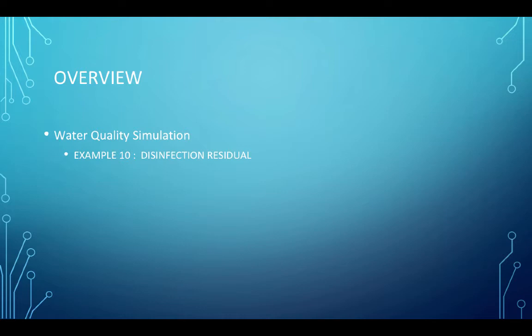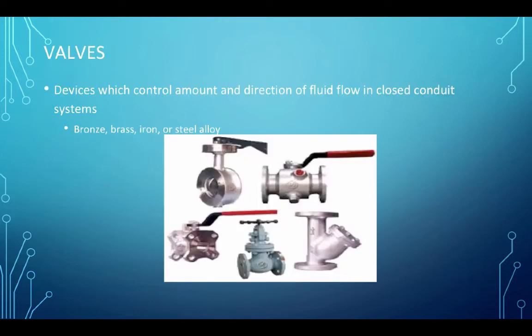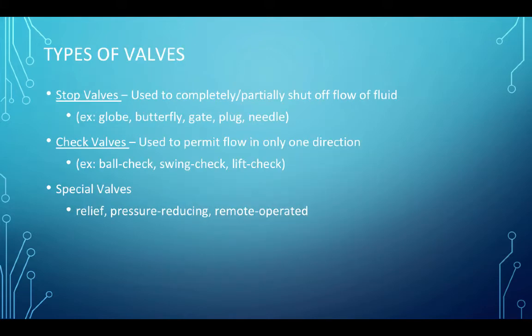So valves are devices that control the amount and direction of fluid flow in a closed conduit system. They're made out of a variety of materials: bronze, brass, iron, steel alloy, plastic.